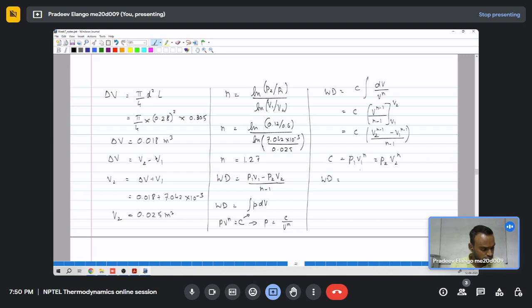This constant C will be P1 V1^n or P2 V2^n. So this can be written as P2 V2^n into V2^(n minus 1), or is it n plus 1? Sorry, when we integrate it is n plus 1. Yes, sir, the denominator also.